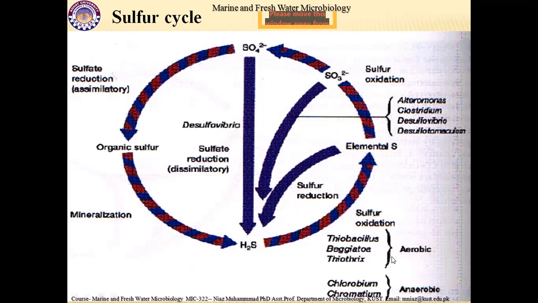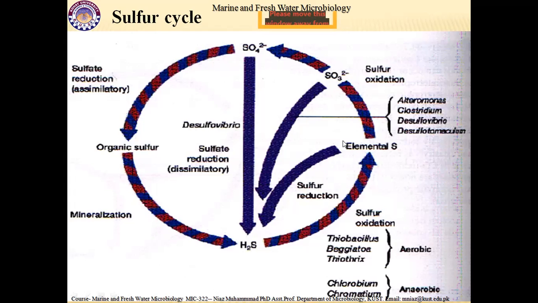Different bacterial species are involved if the environment is aerobic: Thiobacillus, Beggiatoa, and Thiothrix. These organisms are responsible to convert H2S into elemental sulfur. If an anaerobic environment is there, Chlorobium and Chromatium species are responsible to convert H2S into elemental sulfur form.